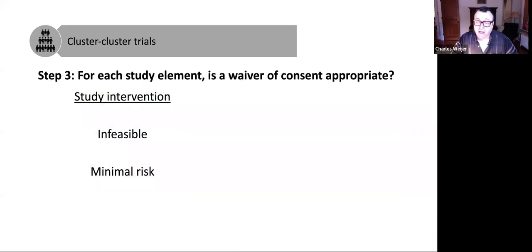For each study element, is a waiver of consent appropriate? The study intervention is delivered to entire communities. Getting informed consent from every member of a rural community comprising 500 to 2,000 people would, I think, plainly be infeasible. And further, refusal of consent would be effectively meaningless anyway, as it would be difficult, if not impossible, to avoid all aspects of the study intervention.